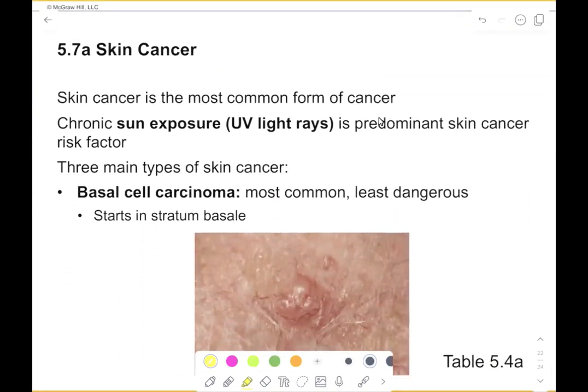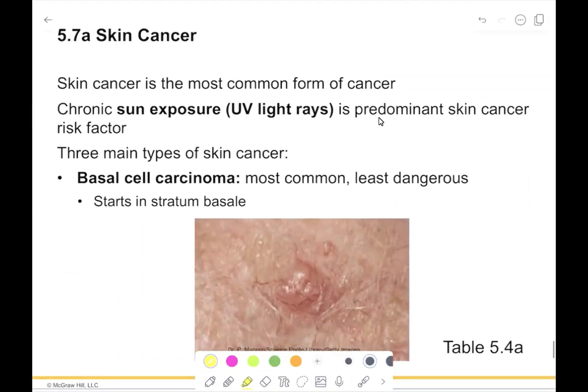The last part of your chapter is on different types of skin cancer. And there are predominantly three types of skin cancer. The most common form of skin cancer is basal cell carcinoma. It's called this because it has to do with the stratum basale, which is where it starts. And it tends to be the most common and the least dangerous, but it's due to excess exposure to the sun, predominantly UV light rays.